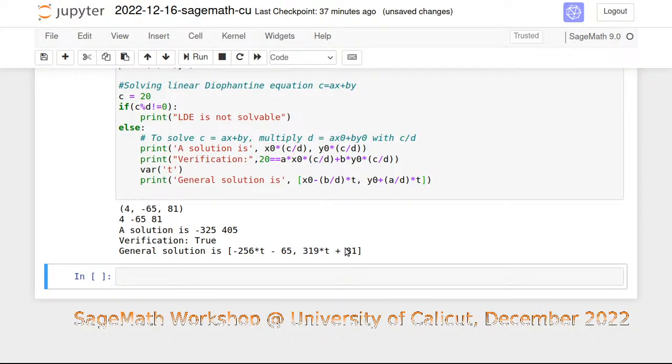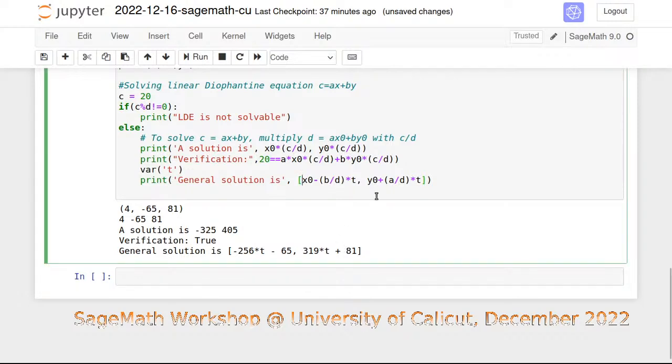Sorry, I'm missing something. So this is a solution for D. Now I need to multiply with C by D, right? See, if I put t is equal to 0, I'll be getting minus 65 and 81. That's actually the solution of D. So if I want a solution for C, I need to multiply with C by D, right? So I need to multiply with C by D.